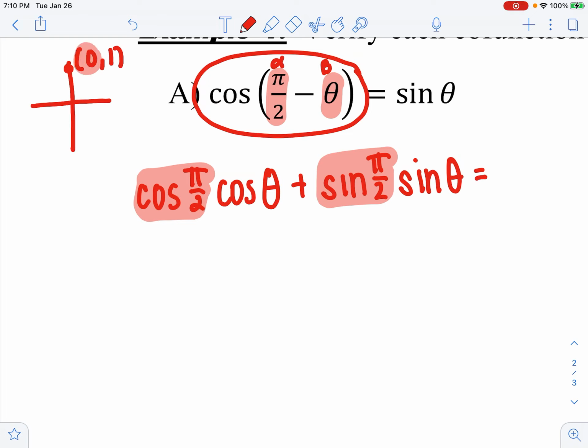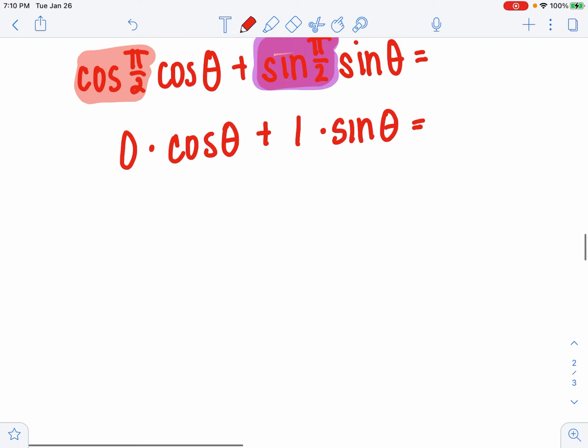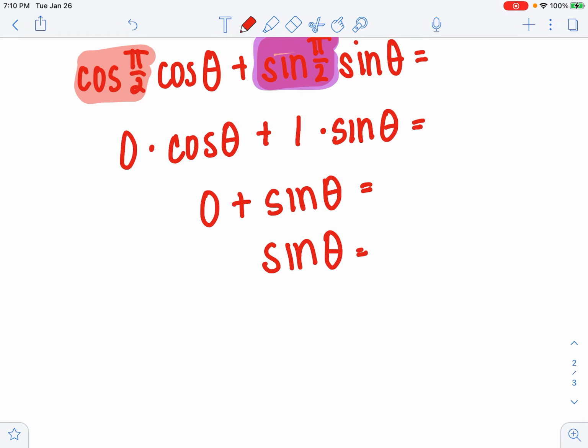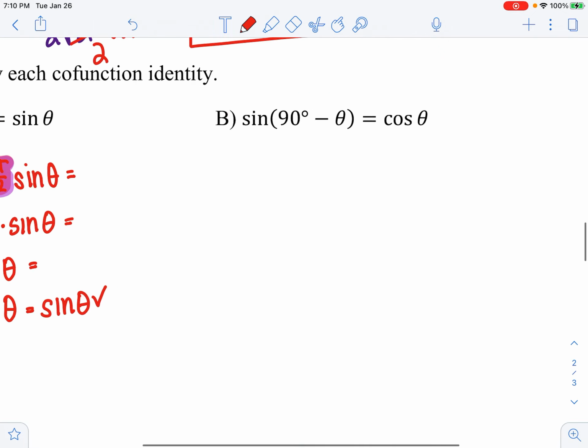So now let's replace. The cosine of pi over 2 is the x value, so that's 0. And then I have times cosine of theta. Plus the sine of pi over 2. The sine of pi over 2 is the y value, which is 1, times sine of theta. And now I can clean this up. 0 times anything is 0. Plus 1 times anything is itself. So I get sine of theta equals sine of theta. That's what I was trying to get, right? It's right there. See?